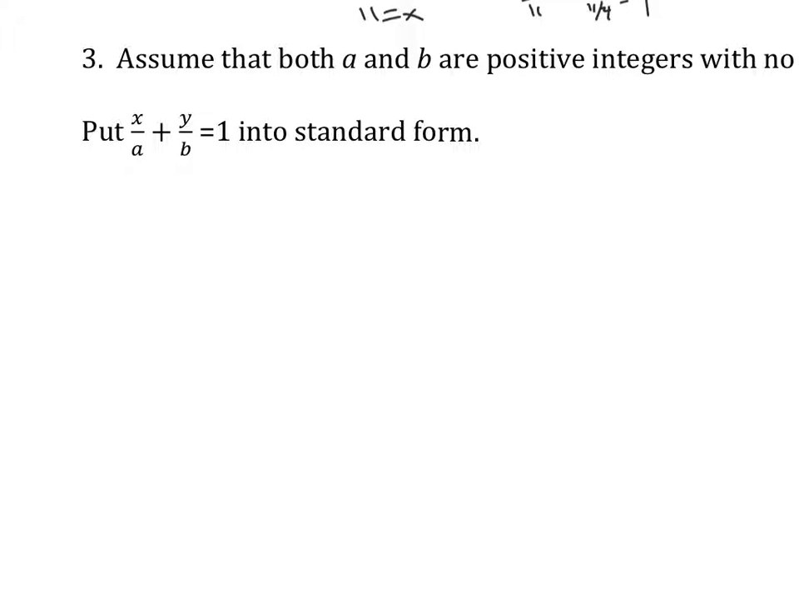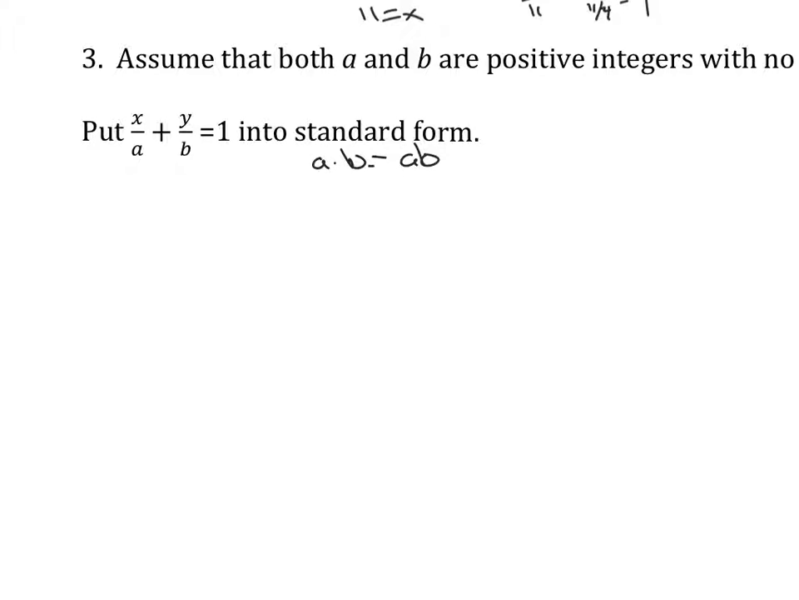All right, so we already have our x term and our y term on the same side, so that's an advantage. But what we want is to get rid of these fractions. So to find the least common denominator, we're just going to multiply a times b to give us ab.